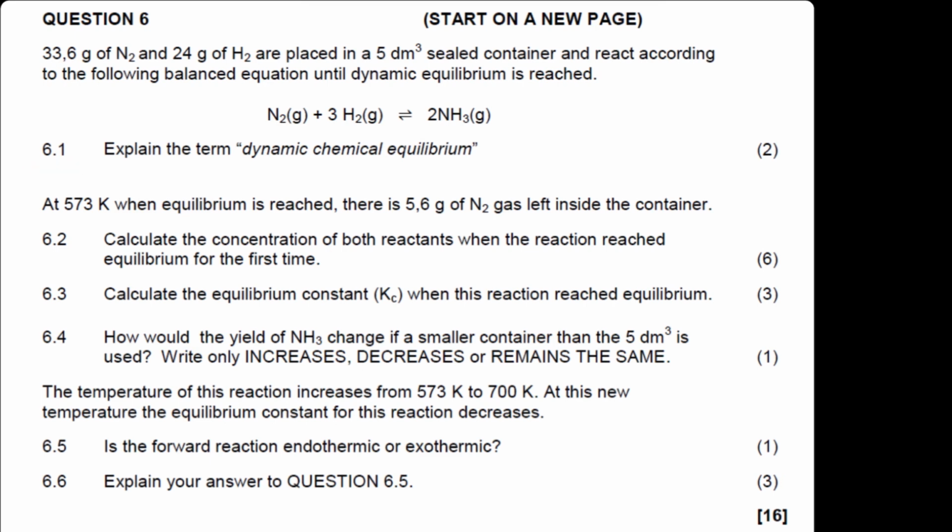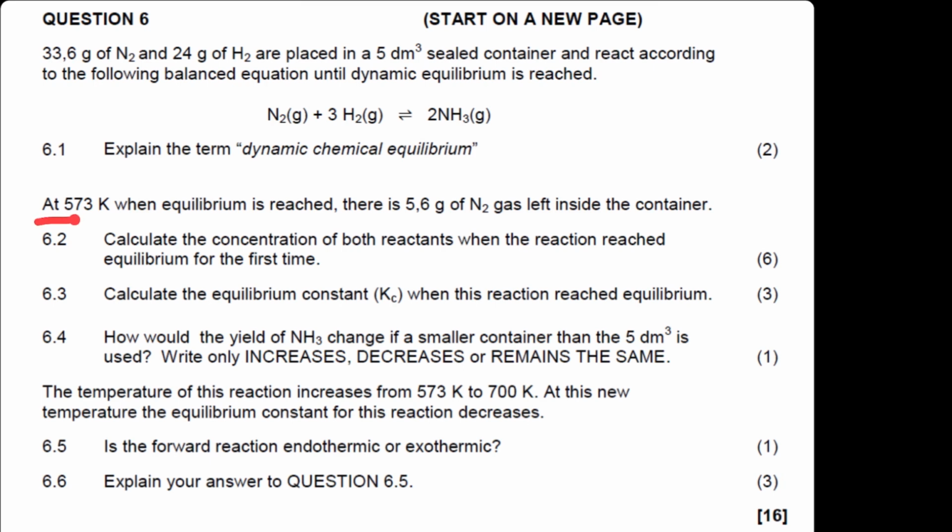6.1 says explain the term dynamic equilibrium. Guys, I always say stick to the exam guideline. And for 6.1, dynamic equilibrium is an equilibrium where the rate of the forward reaction is equal to the rate of the reverse reaction.